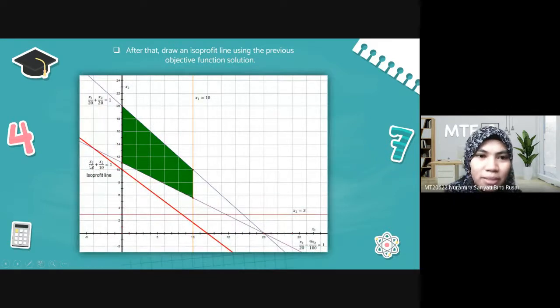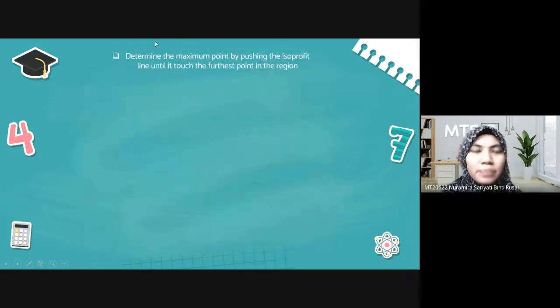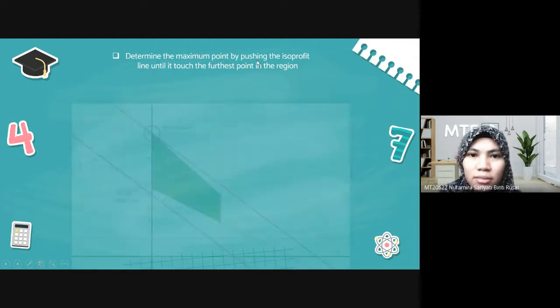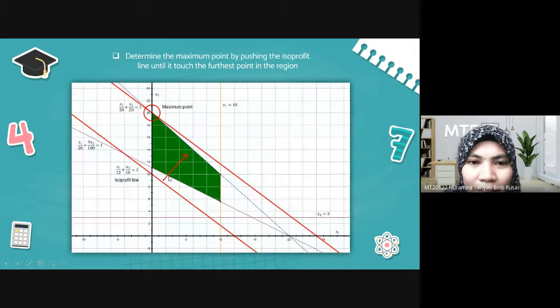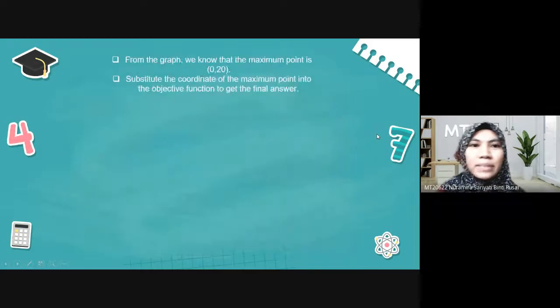If you see over here, it was added to the same grid, and then we determine the maximum point by pushing the isoprofit line until it touches the furthest point in the region. So we push the line until it touches this point. Okay, this is the maximum point. We know the coordinate of the maximum point is 0 and 20.